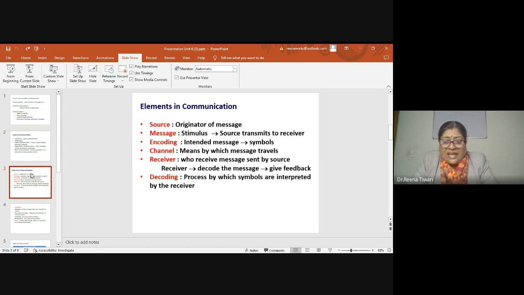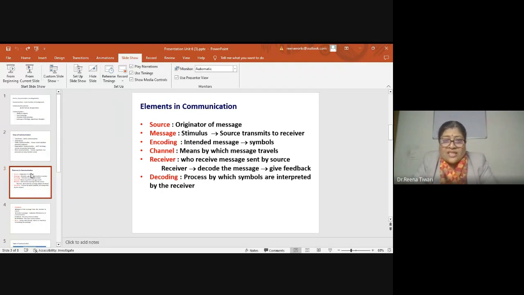And there are different elements in the communication process, and there are basically 8 basic elements. The first is the source. Source is the one who is the originator of the message, the sender of the message, we can say: the one who is saying the message, who is speaking the message, who wants to convey the message.